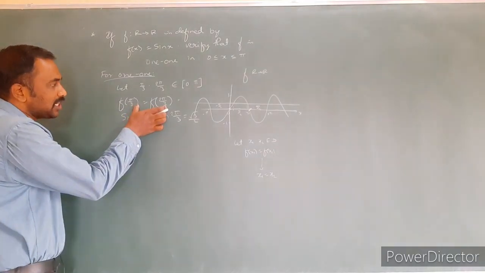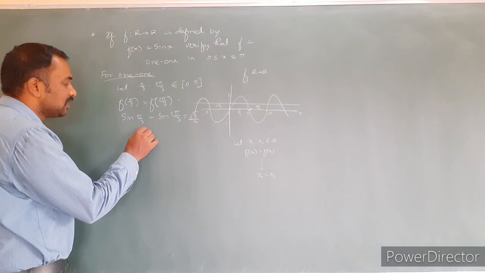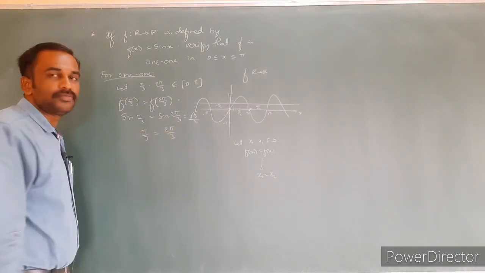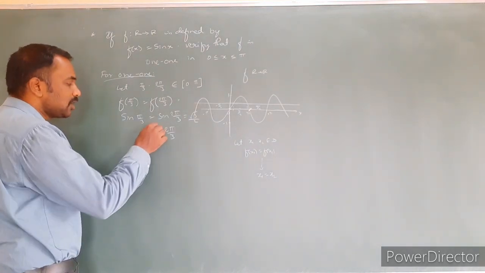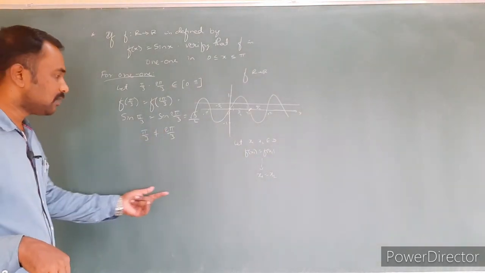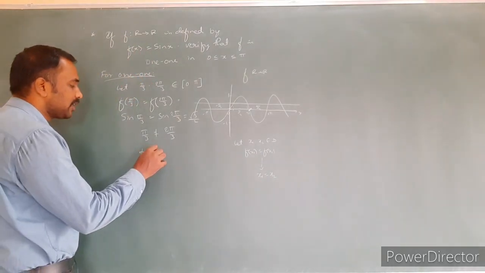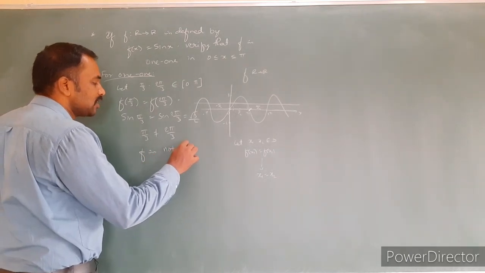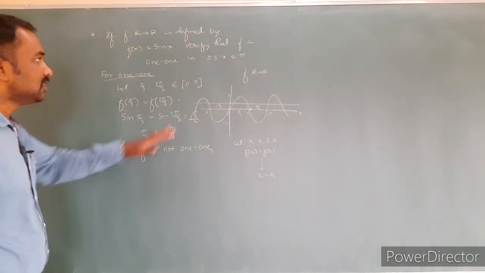For two different numbers, there is the same image. But can we say that pi by 3 is equal to 2 pi by 3? 60 is not equal to 120 degrees. Pi by 3 is not equal to 2 pi by 3. We got x1 is not equal to x2. Therefore, we can conclude that f is not 1-1. That's all. This is how we have to check the value.